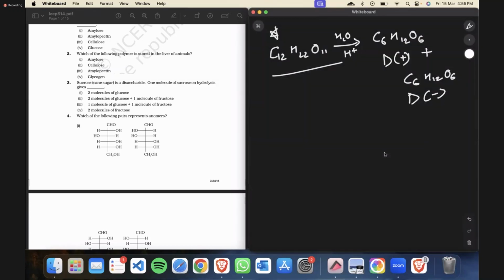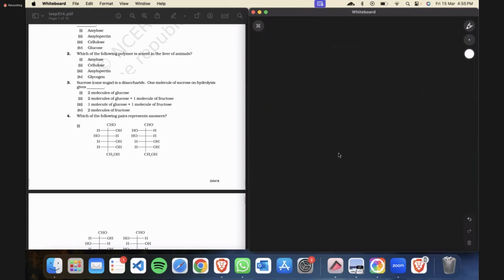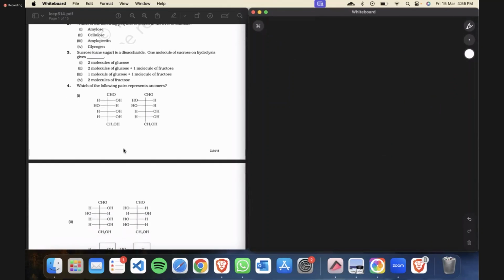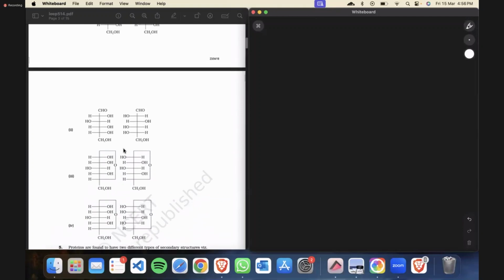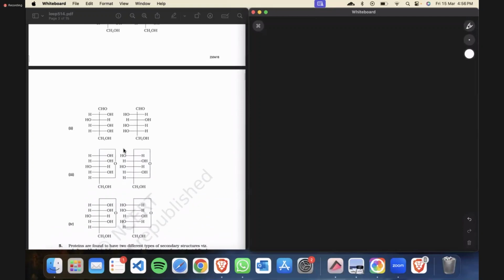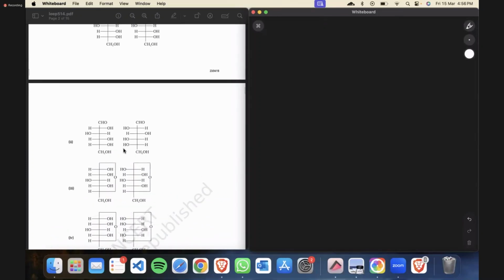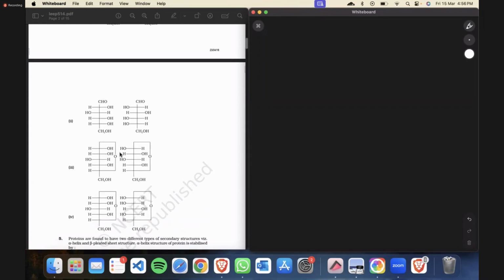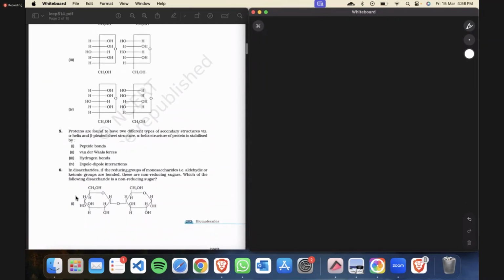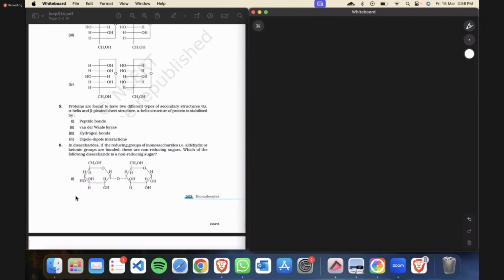All right. Which of the following pairs represent anomers? So basically, the anomers are what? The isomers which differ only in the configuration of the hydroxyl group at C1. Now let's check each one of them, which will differ only on the hydroxyl group. So option C is the correct one. Option C is correct.